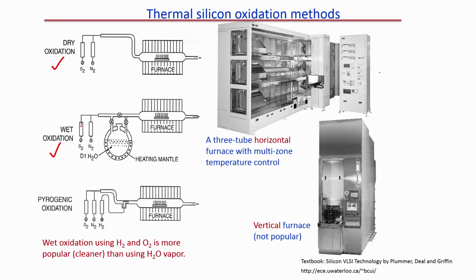Now, these are actual photographs of the horizontal multi-zone furnace used to grow thermal oxide on silicon wafers.